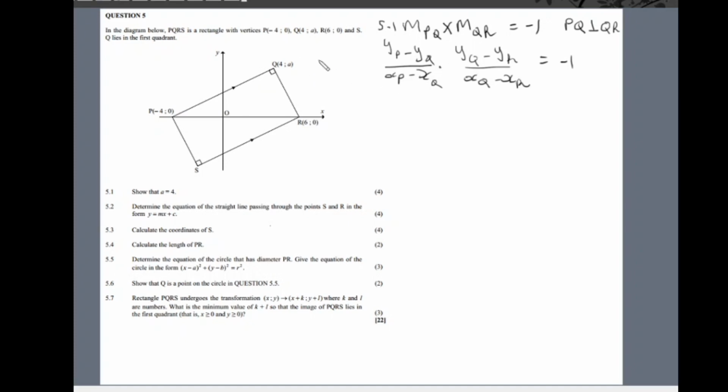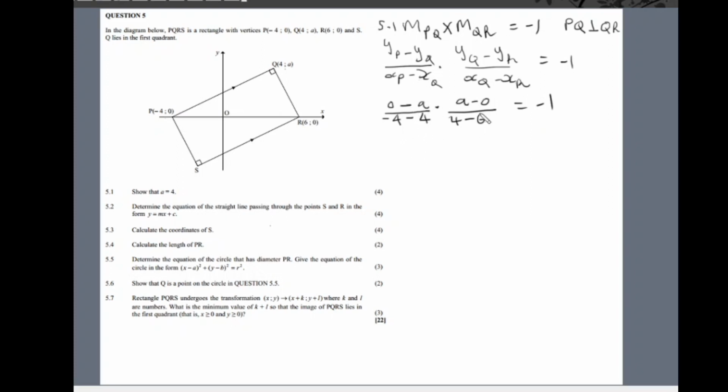So now we just substitute the coordinates into our formula of the gradient, right? So y at P, we see at P y is 0, so there we're just gonna put 0, and at Q we see y is A, so there we're gonna put A. X at P is -4, so here I'll have -4. X at Q is 4, so I'll have 4 minus -4, right? Multiplied by y at Q is A, so here I'll have A. Y at R is 0, so there I'll have 0. X at Q is 4, x at R is 6. This should be equal to -1, right?